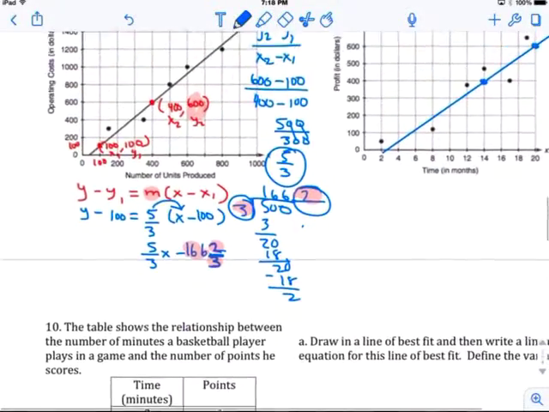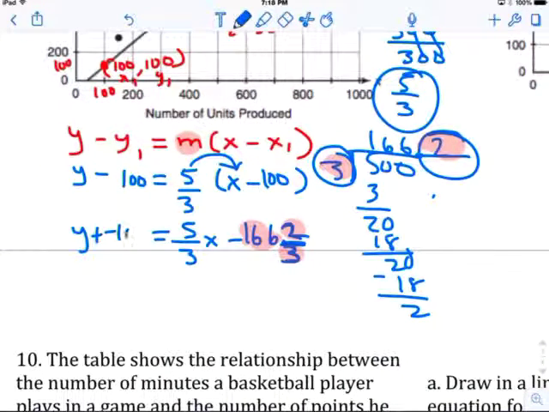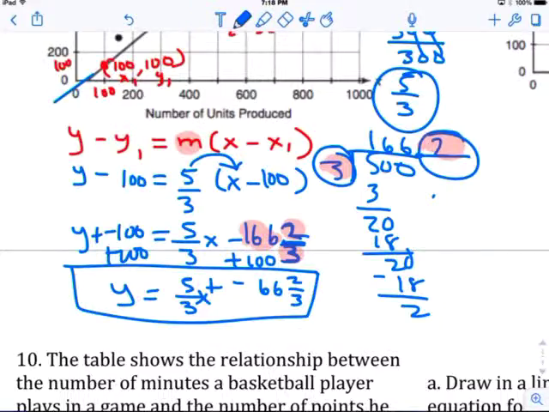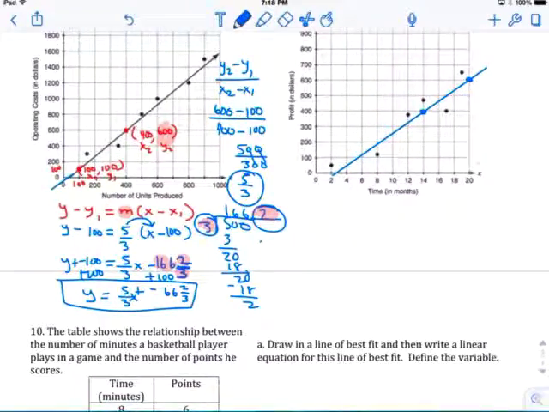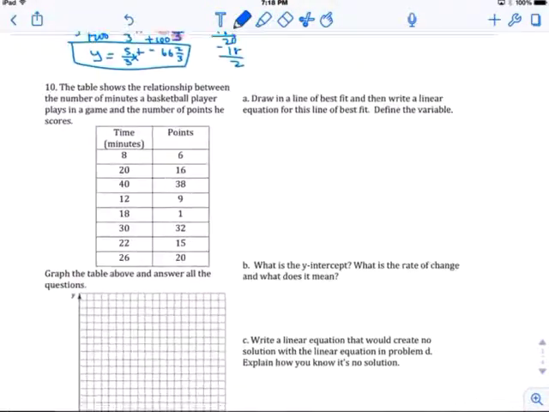Mine goes further down. So y equals 5 over 3x plus a negative 100, right? Add 100, add 100, you get negative 66 2/3. So y equals 5 over 3x minus 66 2/3. Makes sense, yeah. It's about right there. This will be your own dots. You may not use mine because that's not your line. Draw your own lines.